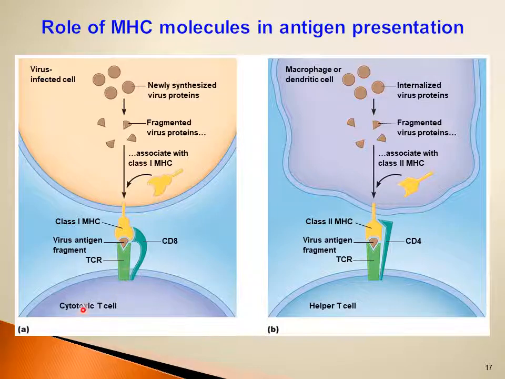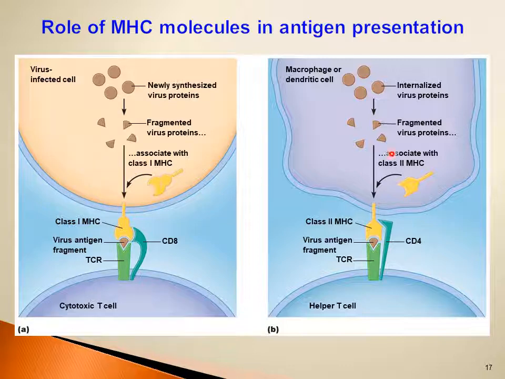Now the cytotoxic T cell that has a T cell receptor specific for the virus antigen fragment, with the help of CD8, will recognize this virus infected cell. The cytotoxic T cell becomes active and will destroy the virus infected cell.